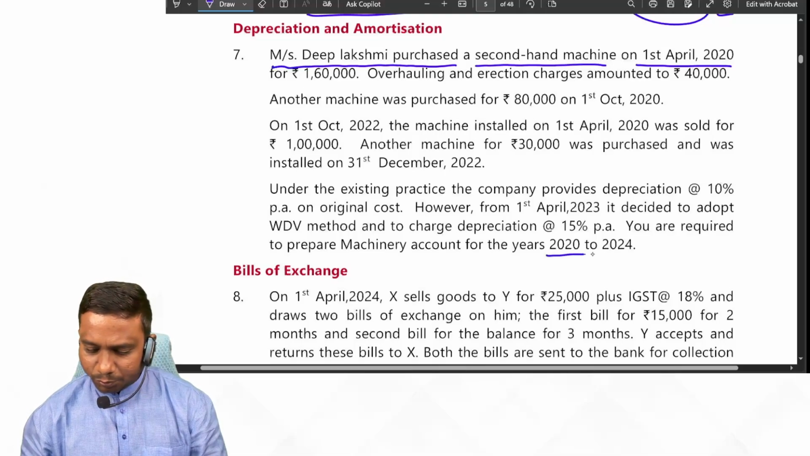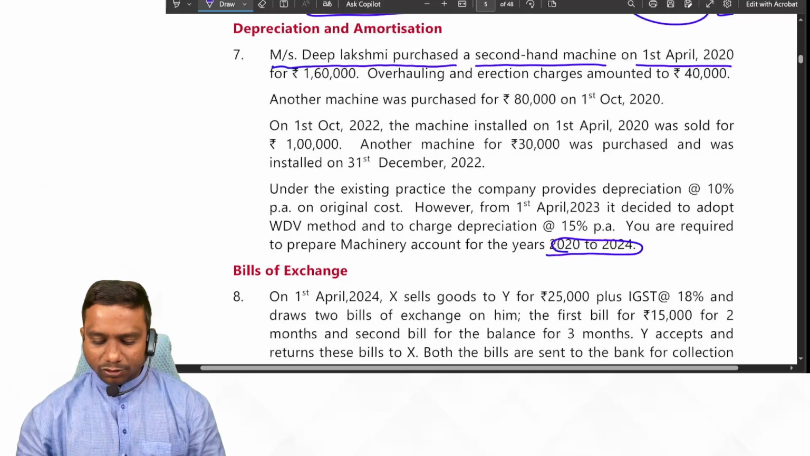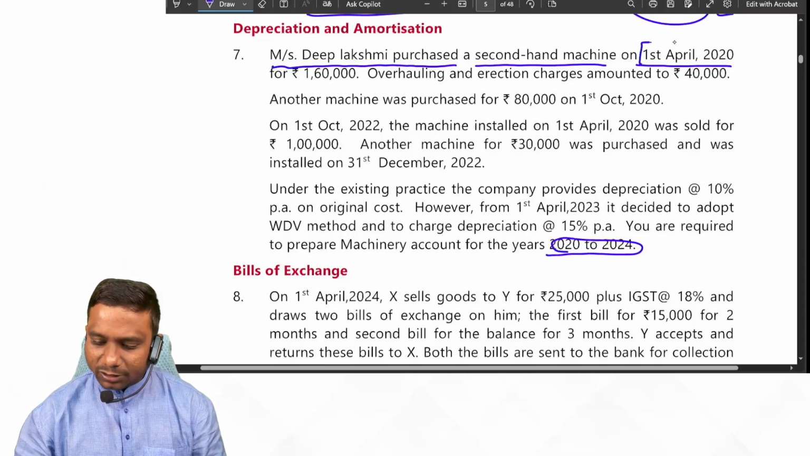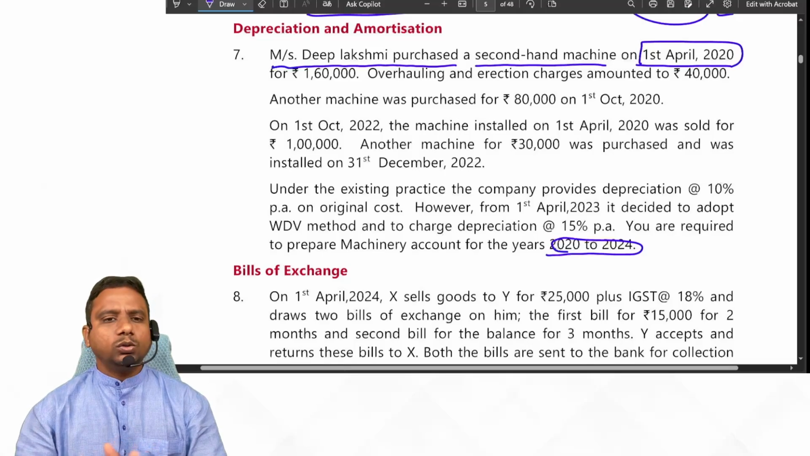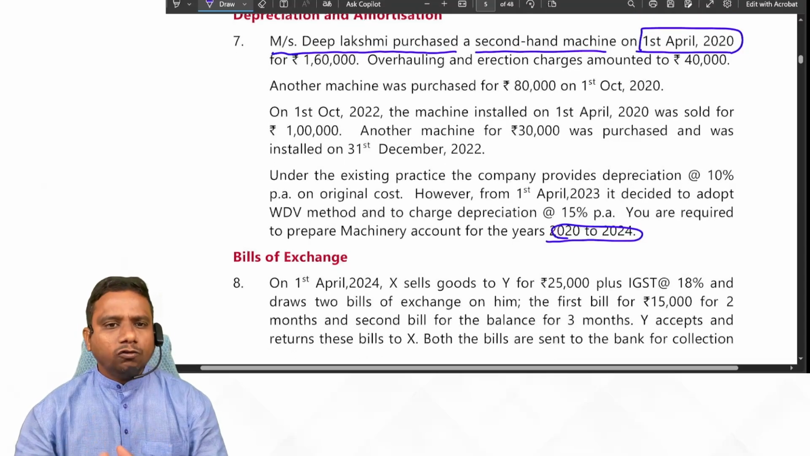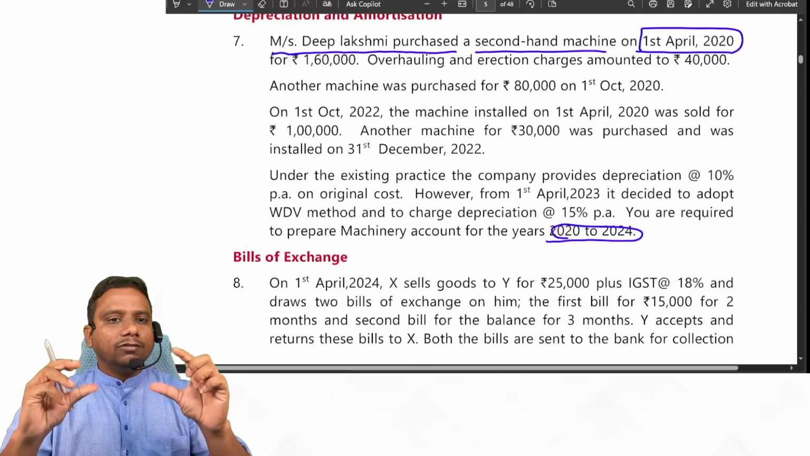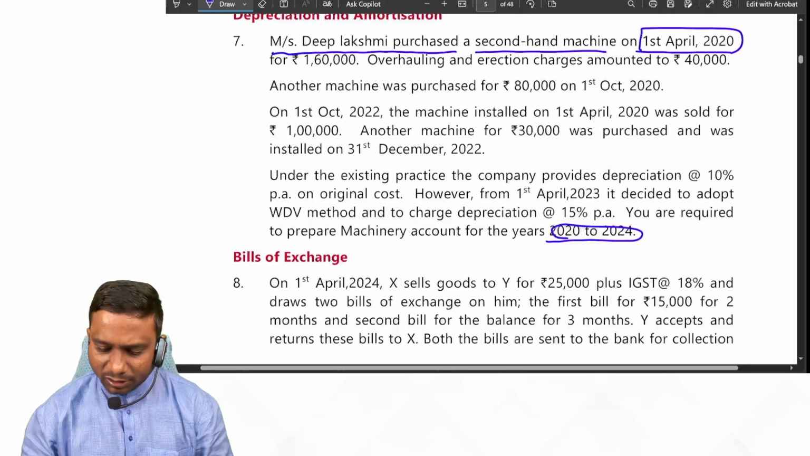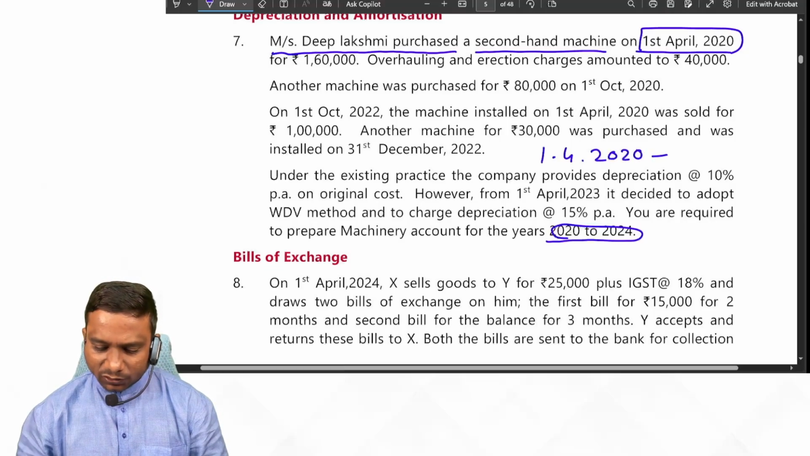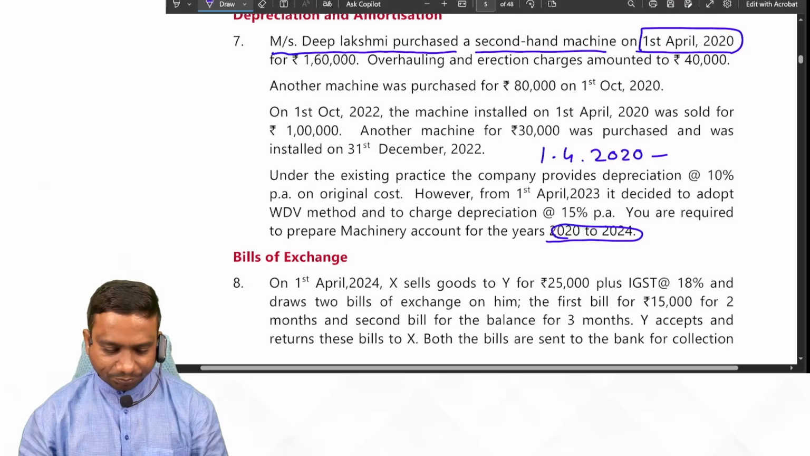Here they said prepare machinery account for the years 20 to 24, meaning 2020, 21, 22, 23, 24. For 4 years you have to prepare. This is 1st April 2020, ending 21, 21, 22, 23, 24. For 4 years you have to prepare the machinery account. Yes or no? Yes. Now, at the time of preparation of machinery account, first identify the financial year. One financial year, for example, here we have 1 April 2020, and this ends on, they said, the financial year ending.